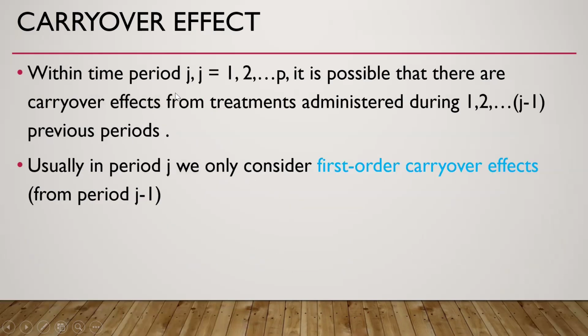So within time period J, for J equal to 1 to P, it is possible that there are carryover effects from treatment administered during the previous periods 1 to J minus 1. Usually in period J, we only consider first order carryover effect, that is from the previous period. There may be effects from various previous periods, and they are known as higher order carryover effects.